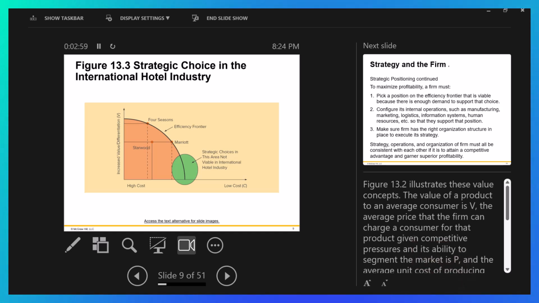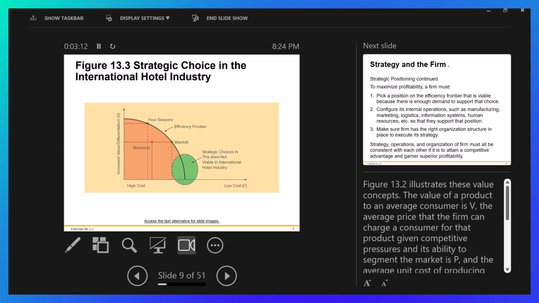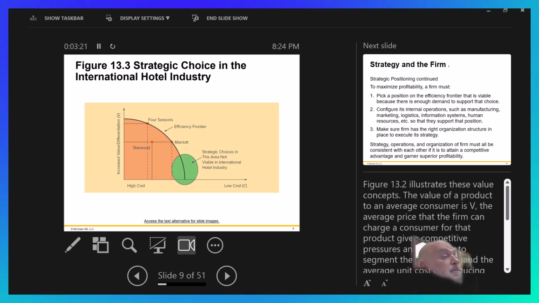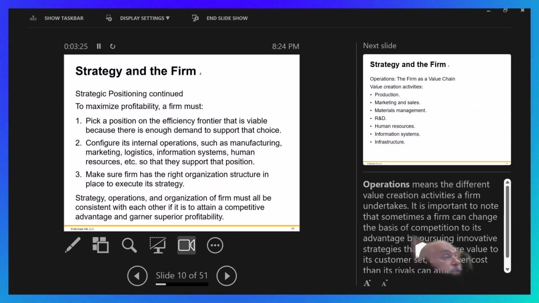So this is increased value and differentiation here. And then you've got different hotels here. The Four Seasons, Efficiency Frontier is here, Marriott's here. Strategic choices in this area not viable in international hotel industry. You have high cost and low cost. And you can see the difference in some of these hotels in terms of the cost and also what you get for your money. The Four Seasons, you know you're going to have a fine stay there.